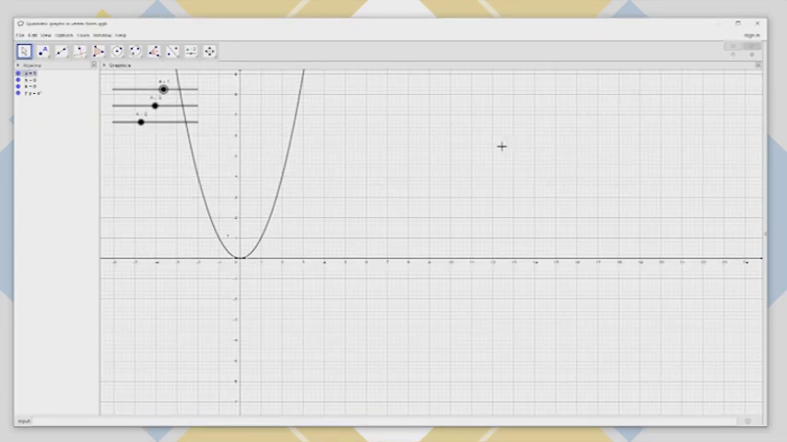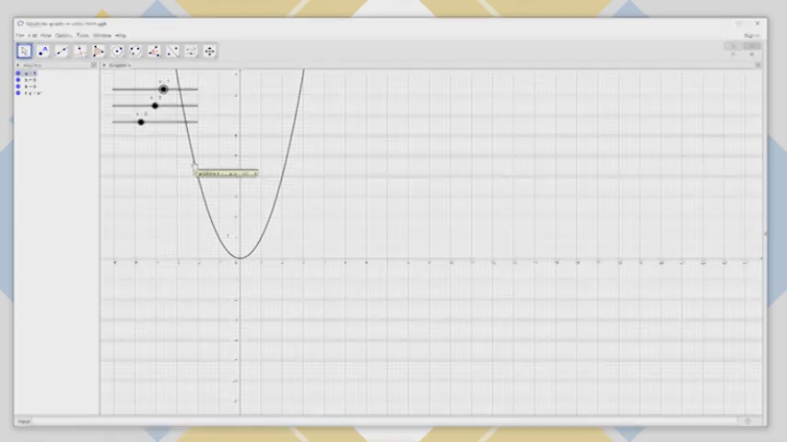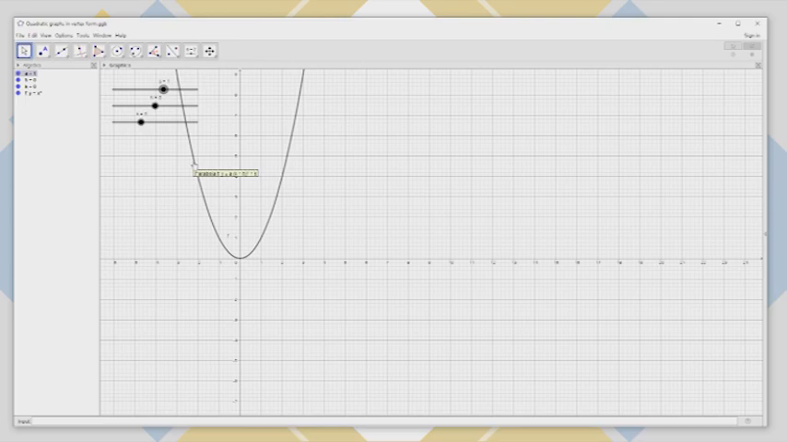Okay, so we are in our software GeoGebra, and we want to look at what these three variables do to our graph. So we have on screen A, we have H, and we have K. We're going to first be looking at the effect of A on this graph, and we'll tell you a little bit more about what A means as we progress. But I just want you to watch your screen carefully.